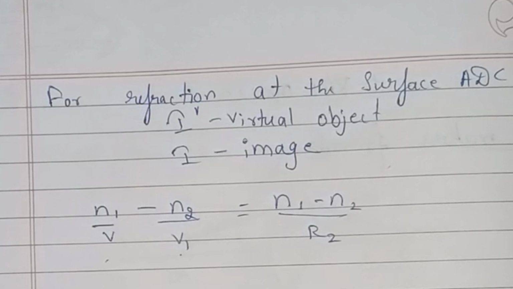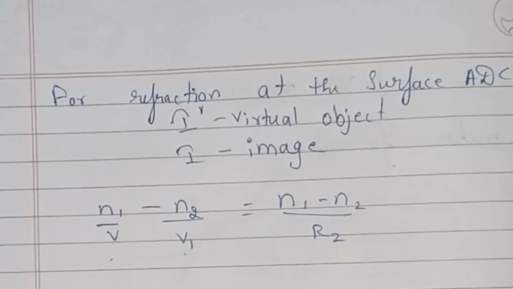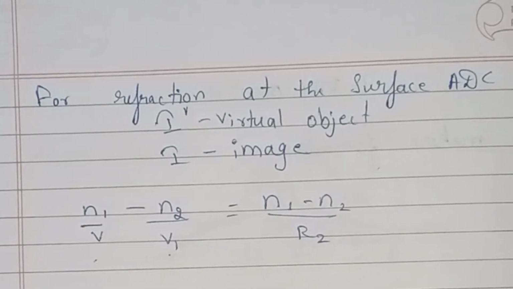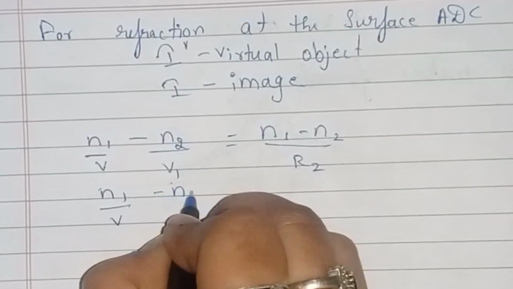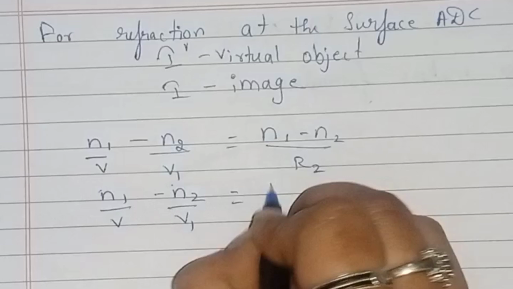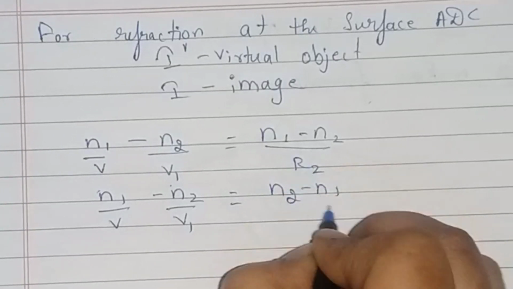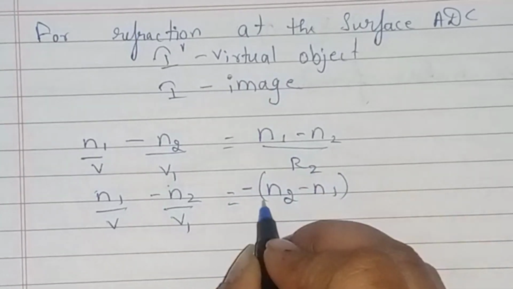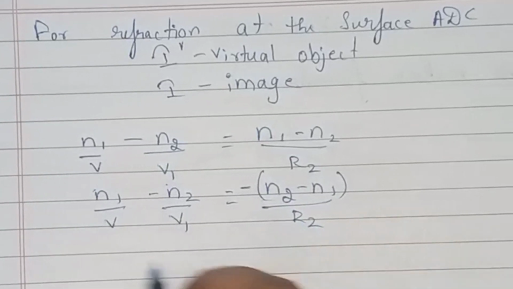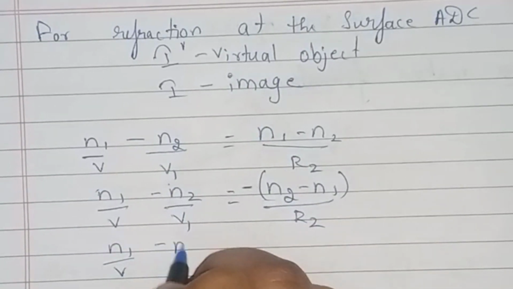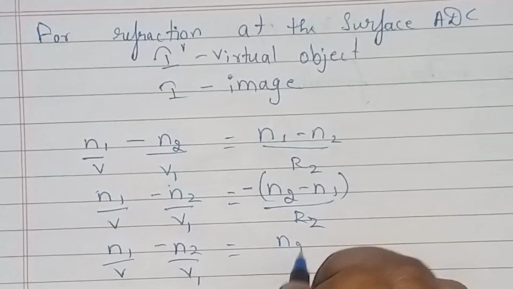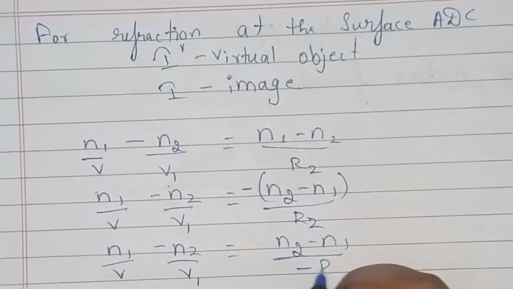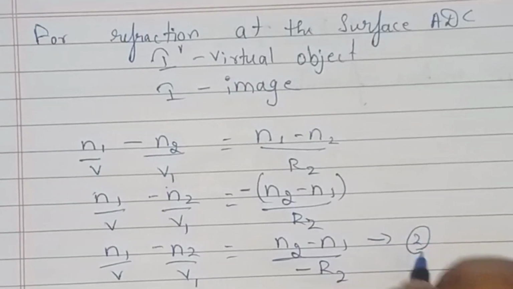In the first equation, the right hand side is in the form of n2 minus n1. So we interchange. If we interchange, n1 by v minus n2 by v1 is equal to minus, taking it common, n2 minus n1 by r2. This minus we take to the denominator, so n2 minus n1 by minus r2. This is going to be the second equation.